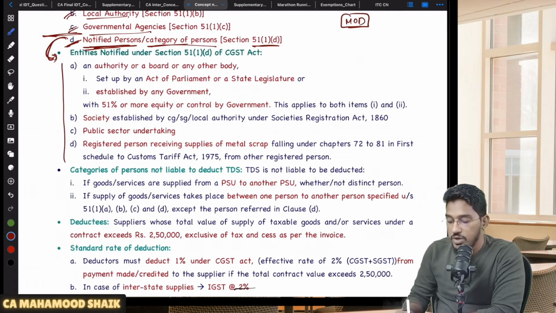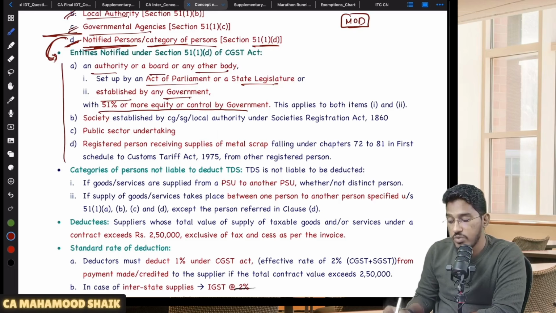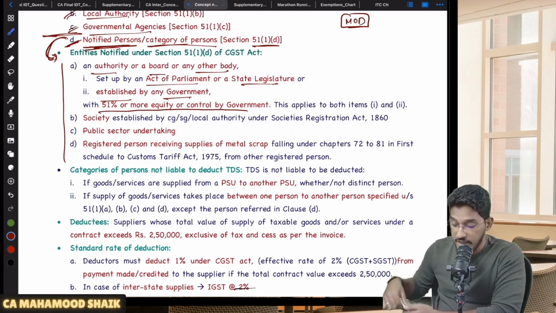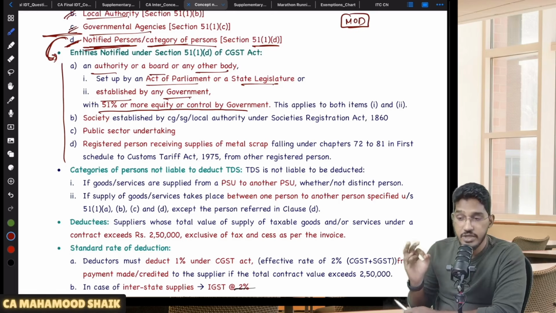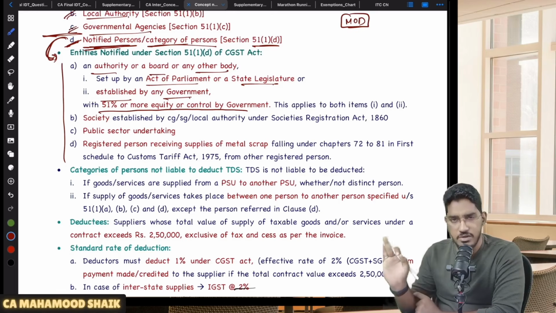Number 1, an authority or a board or any other body which is set up by an act of parliament or state legislature, or established by any government with 51% or more equity or control by government. So not just direct government entities, if any body, authority or board has been established under an act of parliament or a state legislature, or established by the government in which 51% or more equity or control is held by the government, either central or state.